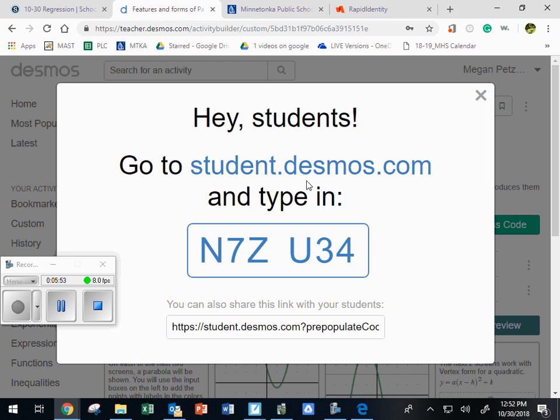You will want to type in this class code, including the space, all right? I will pause while everyone gets a chance to get onto student.desmos.com and log in using this class code. All right, so now it looks like everybody is on. Once you are on, you will notice that we have an activity, and it's called Parabolas Introduction, right? Just go through this activity.